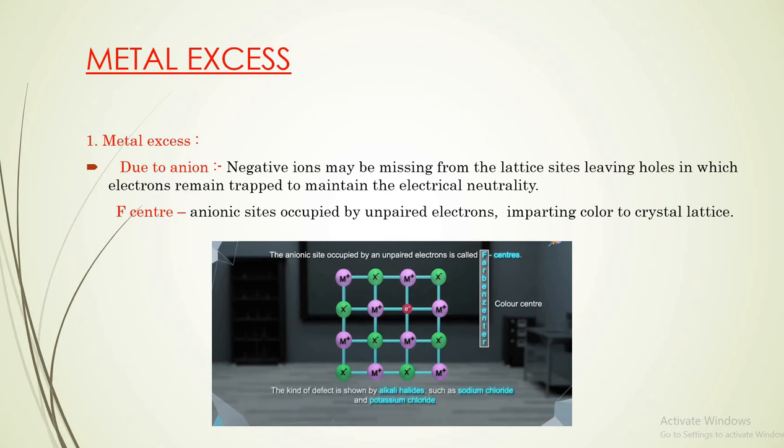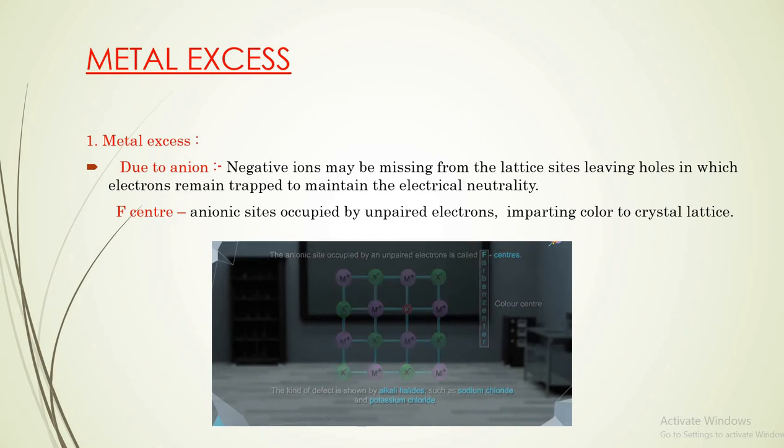This kind of defect is shown by alkali halides, such as sodium chloride and potassium chloride. The F centers are basically responsible for the color in these solids. Excess of sodium makes the crystal appear yellow. Excess of potassium in potassium chloride makes the crystal appear violet or lilac. Excess of lithium in lithium chloride makes the crystal appear pink.